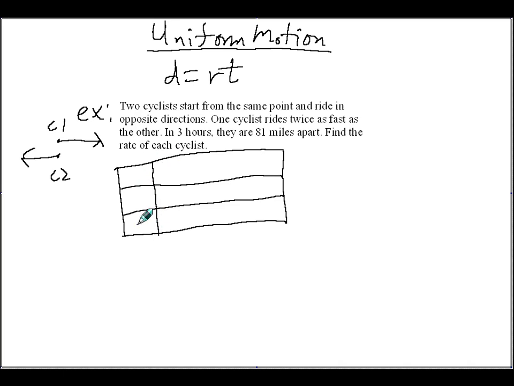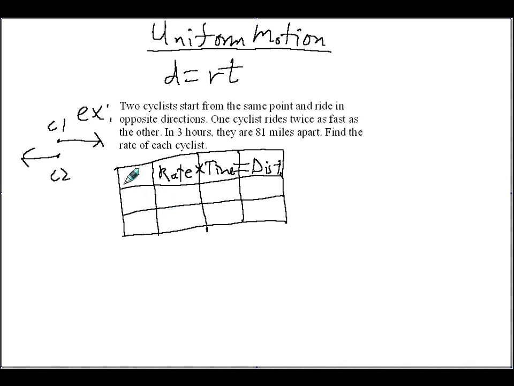So the first column will leave blank. Second column will put the equation in. Rate times time equals distance. All right, so there's our equation there. So let's go ahead and fill in this table here.